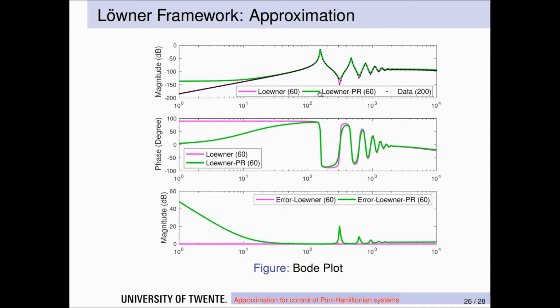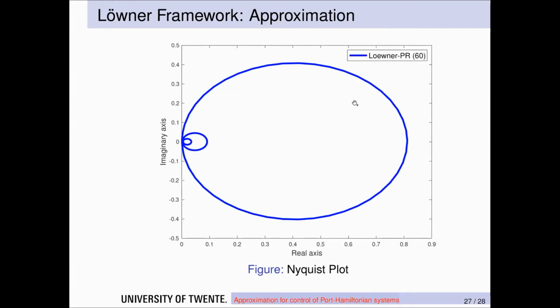With the non-positive real one, it almost fulfills this data, while the positive real one doesn't match that much at the lower frequencies, but in most of the frequency range, they interpolate this data. And also, if I plot this Nyquist plot, I can see that this preserves the positive realness of the original system.